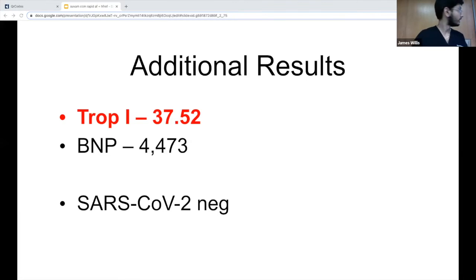And then test of the day, right? So this is your troponin I, which comes back 37.5. Yeah, the BNP is elevated as well. Your COVID's negative. So cardiology is consulted after the troponin.